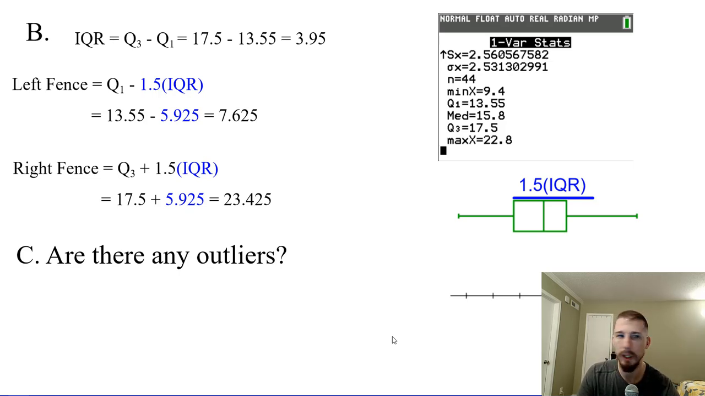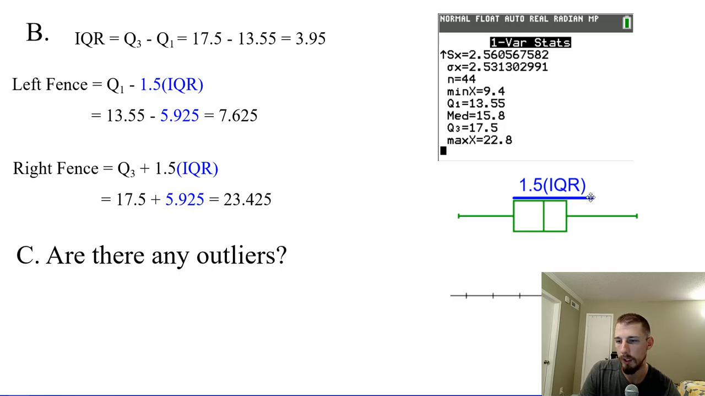Next question, part B, wants to know what is the interquartile range. So we're going to take our Q3 of 17.5 minus our Q1. When we do that, we get 3.95, so that's the interquartile range. For the left fence, we take 1.5 times the interquartile range, which will give us this new value, and then we subtract that from the first quartile to get our left fence and add it to our third quartile to get our right fence. Visually, there's our interquartile range, which is the width of the box, right?